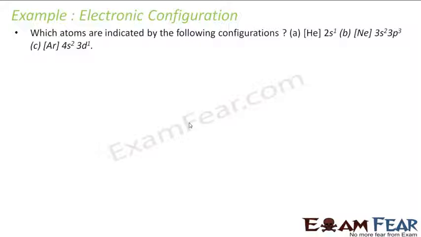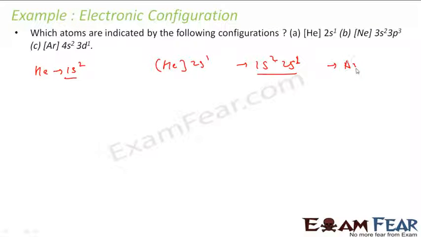Let's take one more question. Which atoms are indicated by the following electronic configurations? Helium 2s1. If you see, helium is nothing but 1s2. So helium 2s1 will be nothing but 1s2, 2s1. So what is the atomic number? 2 plus 1, 3. So atomic number 3 is what? Lithium. So that is my answer.